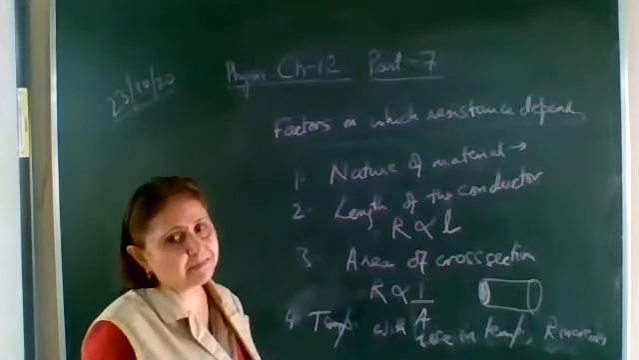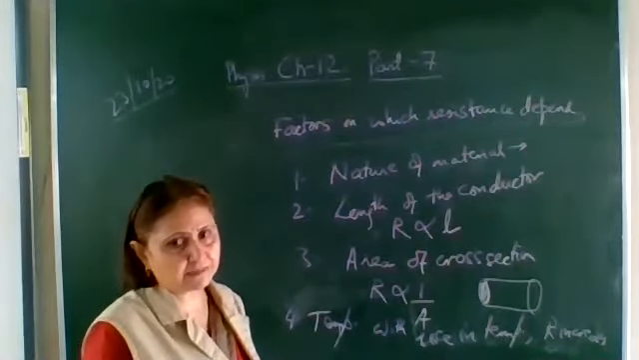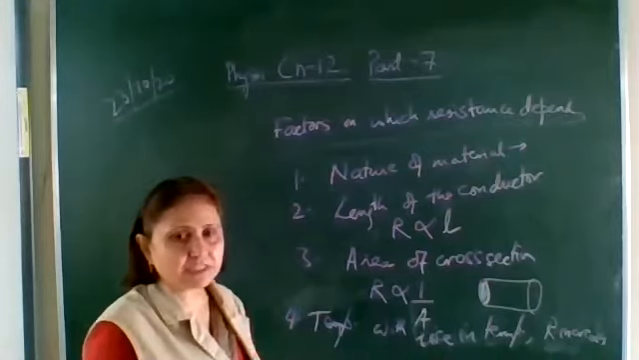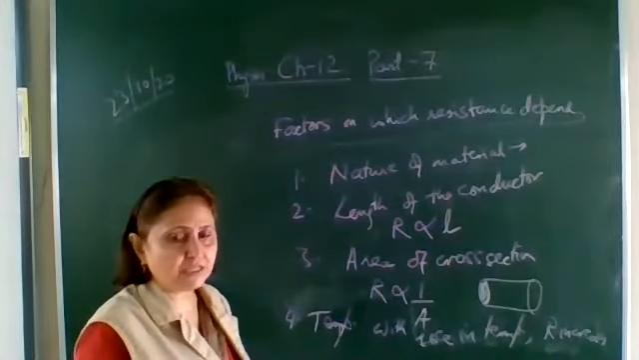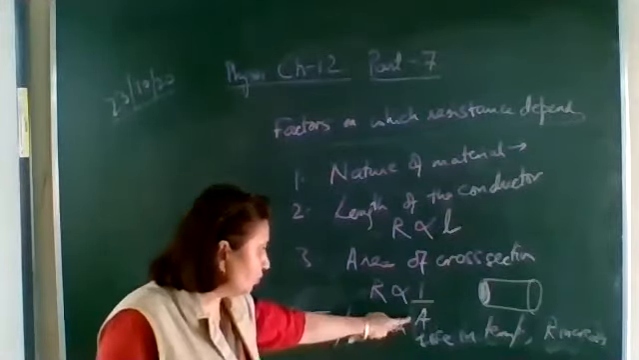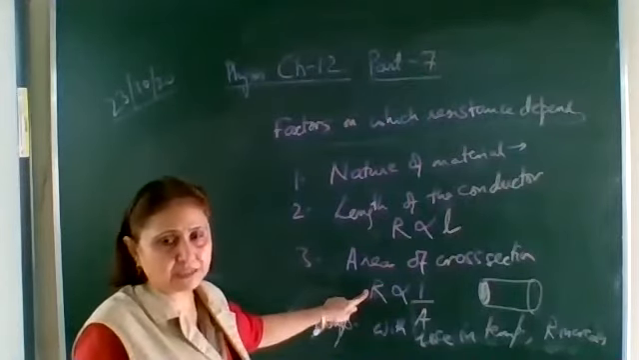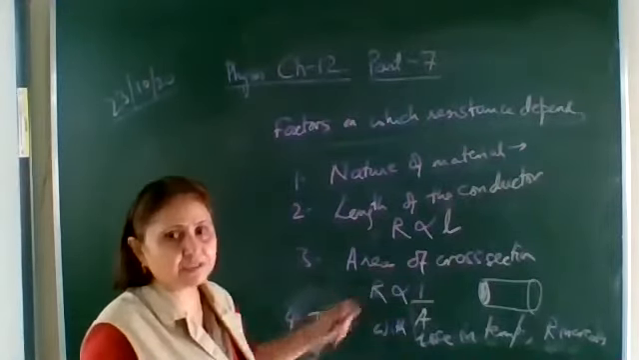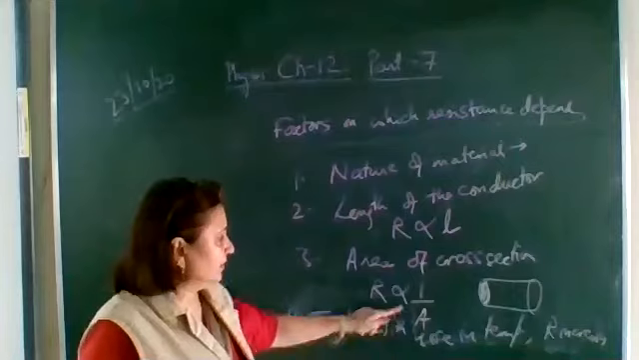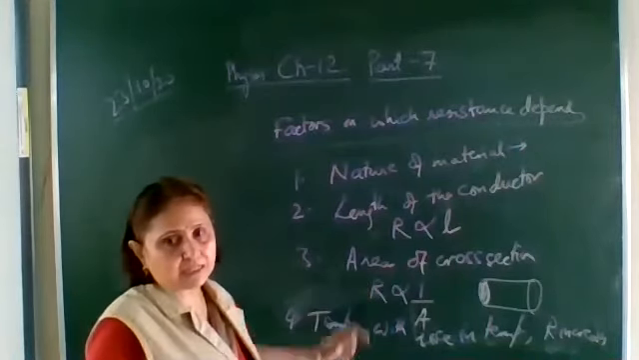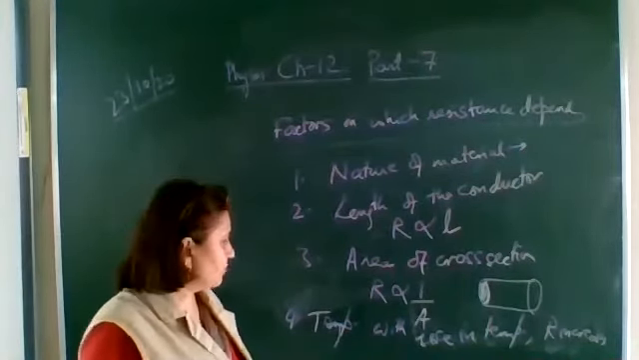Resistance is inversely proportional to cross-sectional area. That is, the more the cross-sectional area, the less will be the resistance. So this equation itself is representing that the greater the cross-sectional area, the less will be the resistance, inversely proportional.